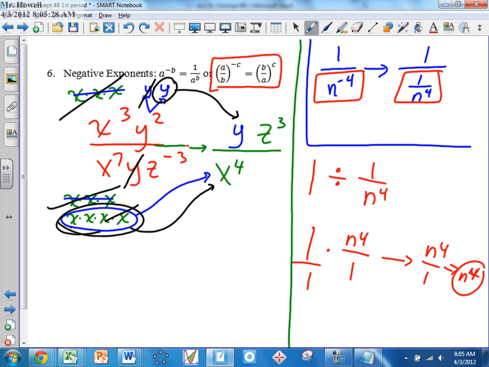But you have to know that a negative exponent just means a positive exponent in the opposite location, top or bottom. So this would be my actual answer right here: y z cubed over x to the 4th. Okay? We clear on this so far? Again, this has got to be down pat. This is the easy version, much easier than what we're going to do.